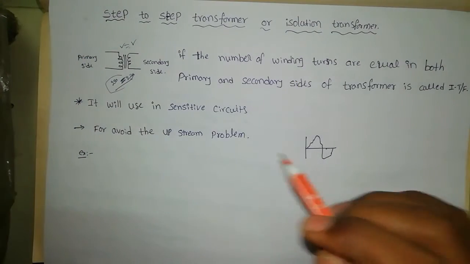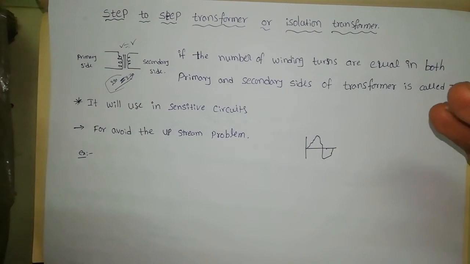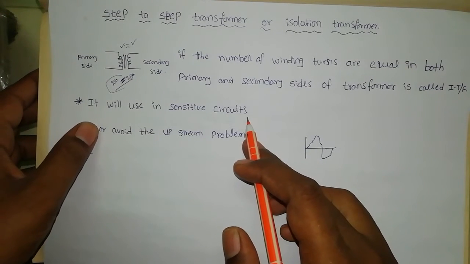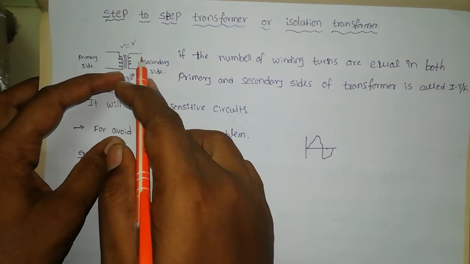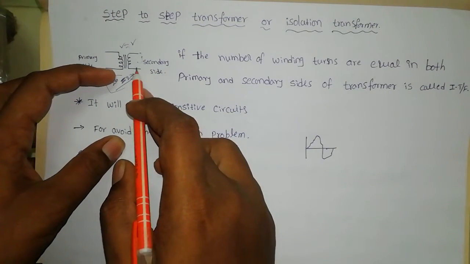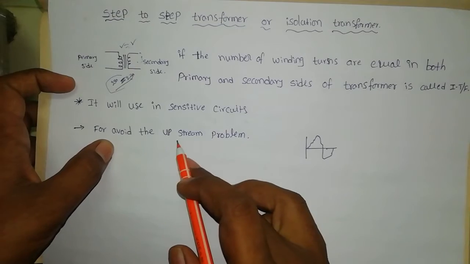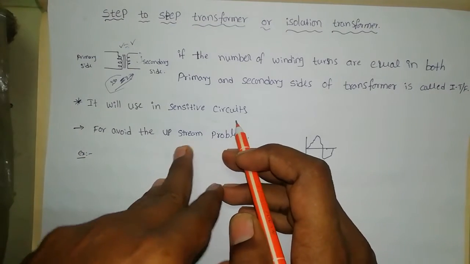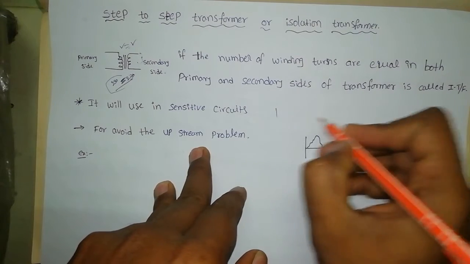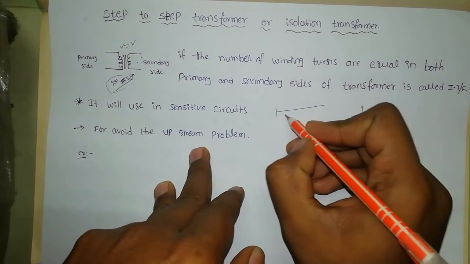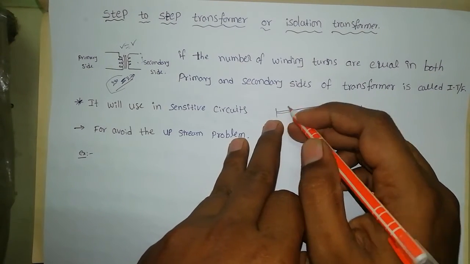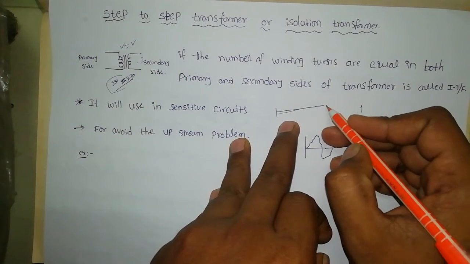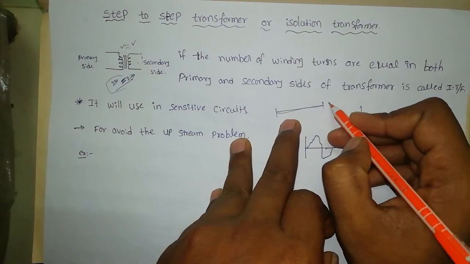It is mainly used in sensitive circuits. Some circuits are very sensitive, meaning critical equipment is present in the circuit. This transformer will definitely be used at the start of the circuit. Why? Because to avoid the upstream problems. From very long transmission lines, through transmission lines over large distances from remote areas, power comes up to transmission and distribution.